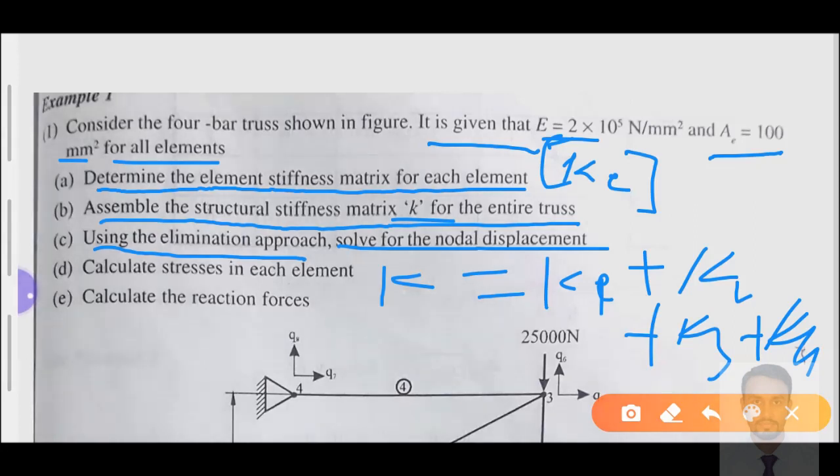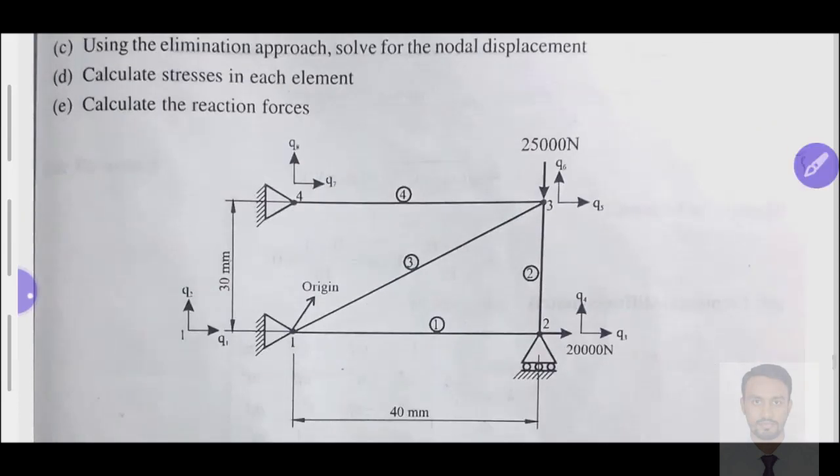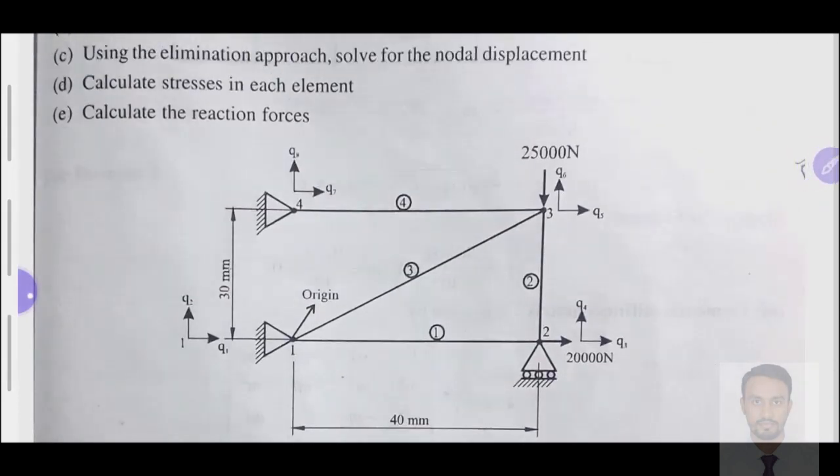How many nodes are there? How many degrees of freedom are we choosing? That many displacements we need to find. Calculate the stress in each element. We need to find out the stress induced in each element due to the application of the load. And then calculate the reaction forces. We need to find out the reaction forces. All these characteristics we need to find.